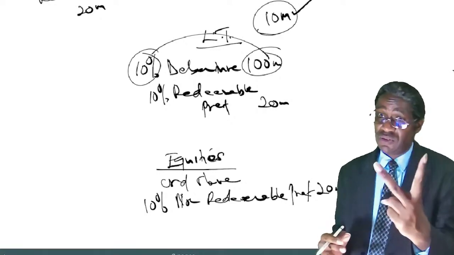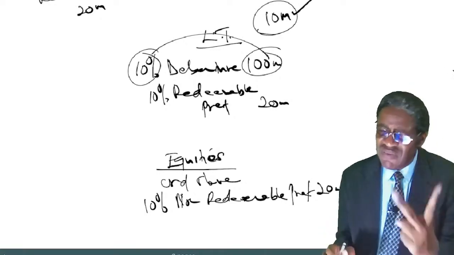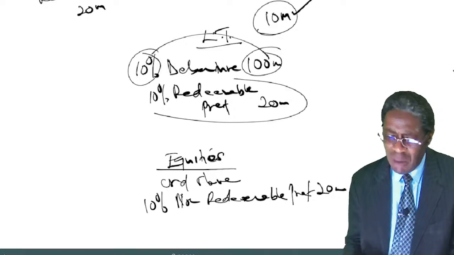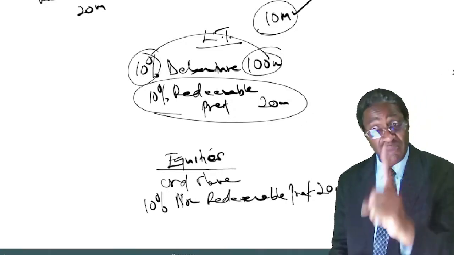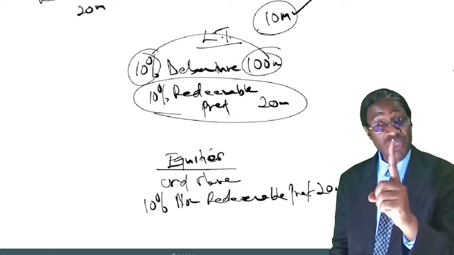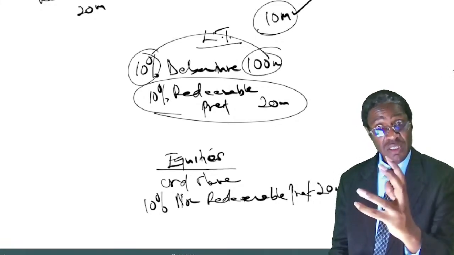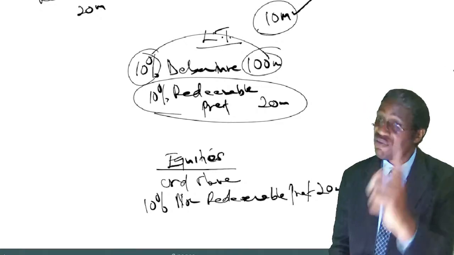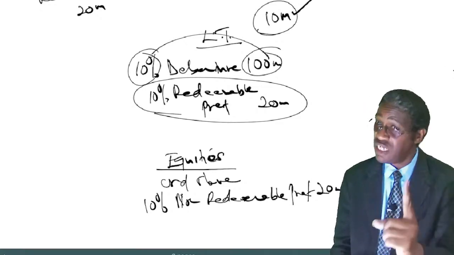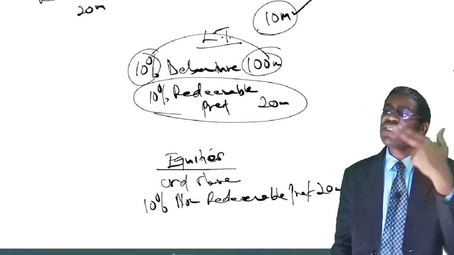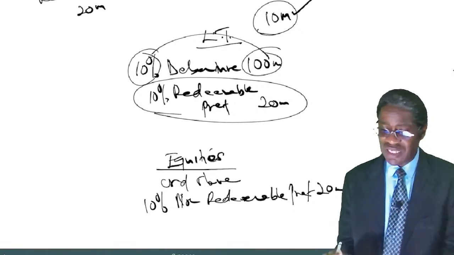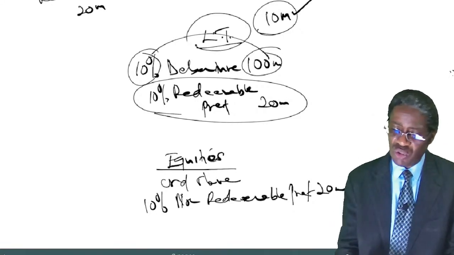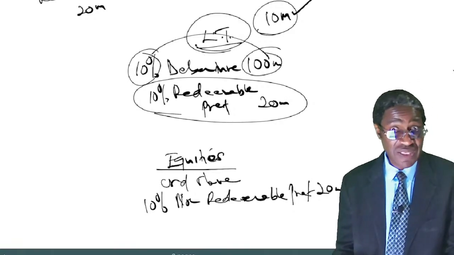In both of these two cases, you will still pay the preference shareholders their dividend of 2 million. But this preference dividend you are paying on redeemable, you are paying on borrowed funds. You borrowed. You will have to pay back the 20 million because they are redeemable. So when it comes to a time of payment, you consider it as a long-term liability.